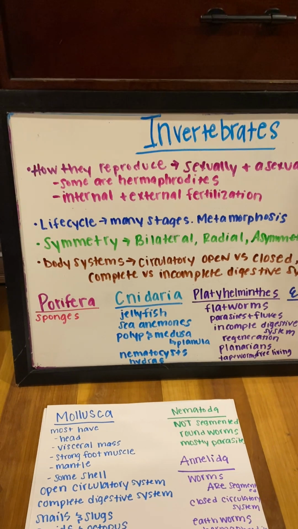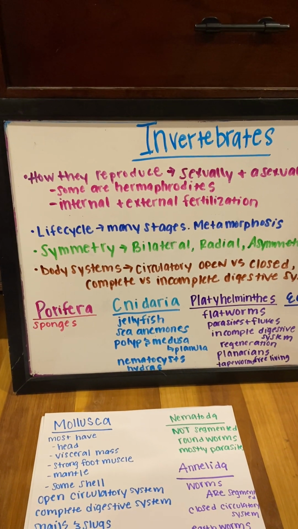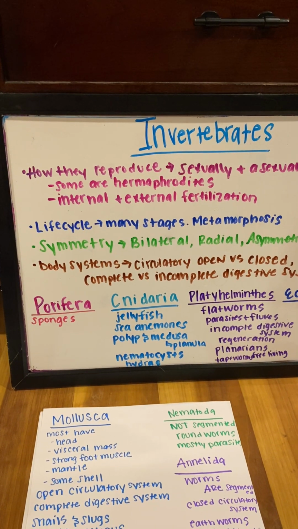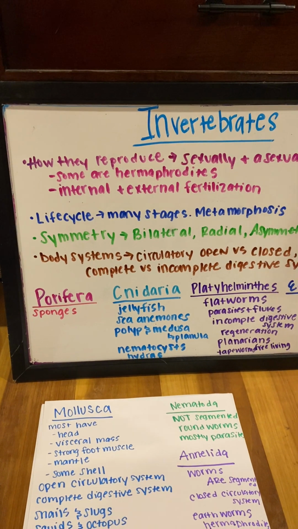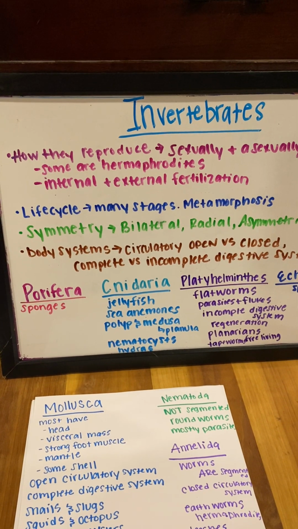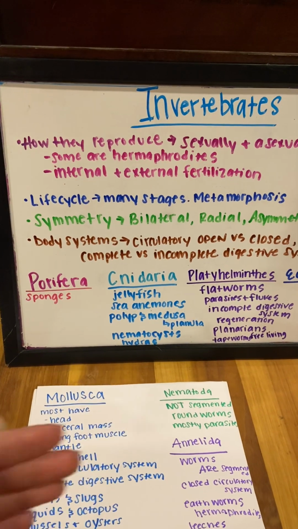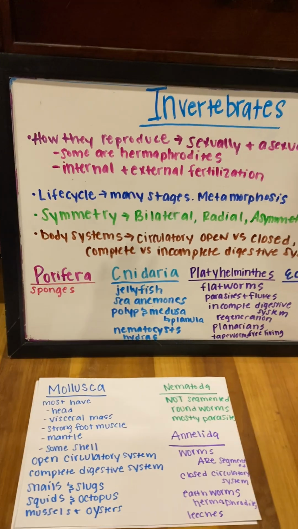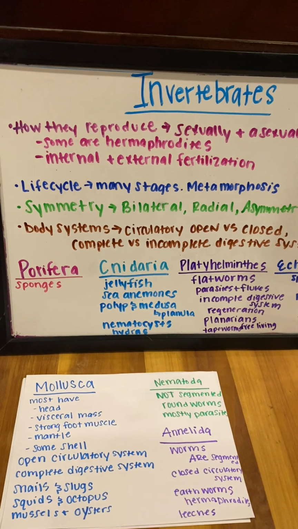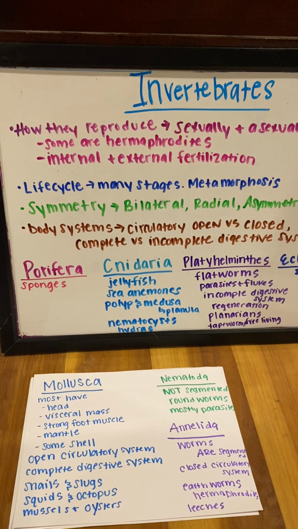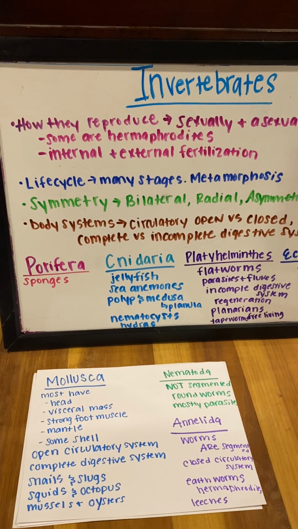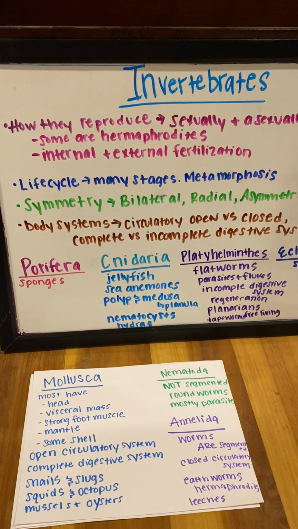Another way we classify invertebrates is by symmetry, how things line up. Some animals have bilateral symmetry, which means if you chop them right down the middle, it's the same on the left as it is on the right. They're mirrored images. People, we have bilateral symmetry. Several things do. But a lot of invertebrates have bilateral symmetry.